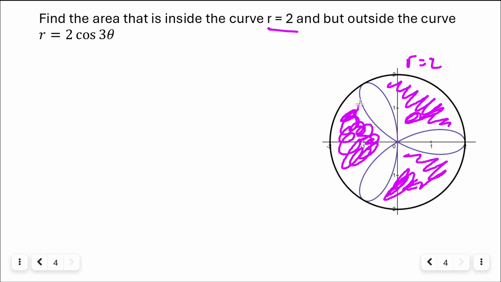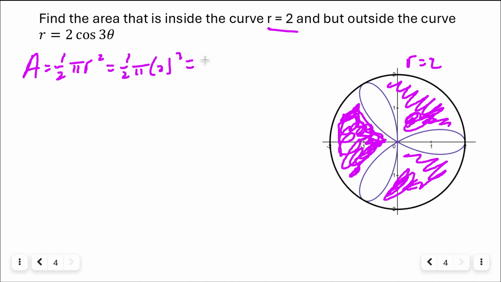Outside the petals. So the easiest way to do this one, I think, is pretty easy to see. Find the area of that circle, then subtract out the area of the 3 petals, and you'll get the area that remains. That's what we're going to do. So to find the area of the circle, you could do 1/2 pi r squared. That would certainly work. So that's 1/2 pi, 2 squared would be 2 pi. That's the area.